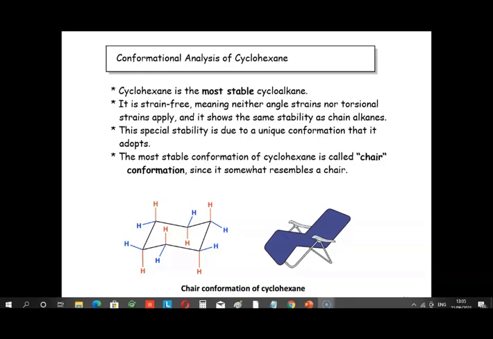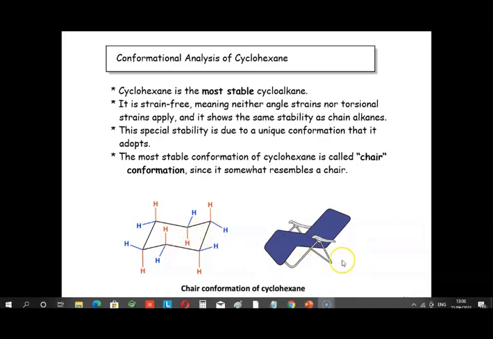If the cyclohexane lies in a single plane, in that case it has a lot of angle strain as well as torsional strain. However, when it adopts the chair conformation, the angle strain and torsional strain vanish. As a result, the conformation becomes quite stable. The most stable conformation of cyclohexane is called the chair conformation, since it resembles a chair.